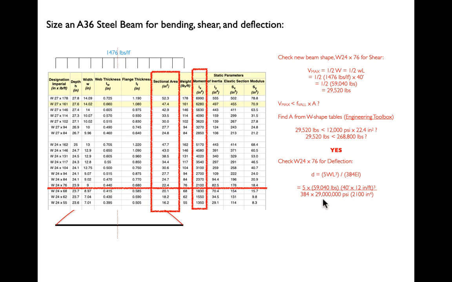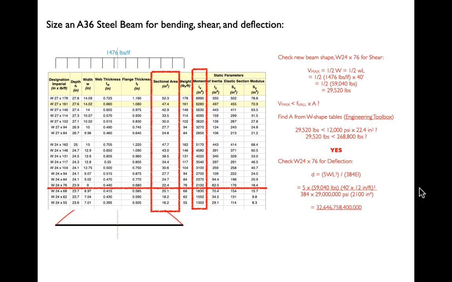Modulus of elasticity of steel, 29 million pounds per square inch. And then the moment of inertia. And again, we can look this up in Engineering Toolbox. And I around X for W24 by 76 is 2,100 inches to the fourth. Notice the difference here between the moment of inertia when the beam is vertically oriented, this is around the x-axis, and the moment of inertia of a beam when it is horizontally loaded. So this is if you put the beam on its side, and you see here that you have much, much less, something like 5% of the resistance to deflection that you do when the beam is properly oriented.